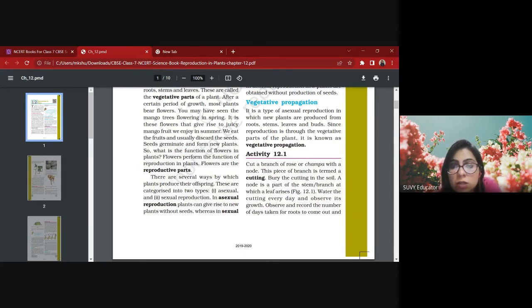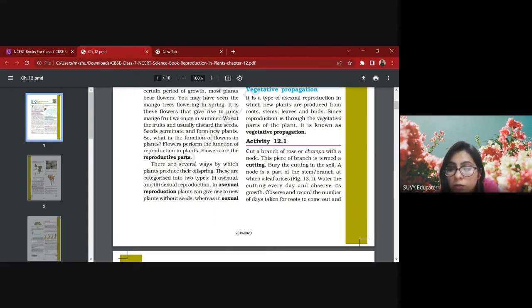So, what is it? It is a type of asexual reproduction in which new plants are produced from which part? Roots, stems, leaves, and buds. The roots, stems, leaves, and buds are your vegetative parts, and it is called vegetative propagation. It means a new plant can form from vegetative parts, that is roots, stems, leaves, and buds. Since reproduction is through the vegetative parts, that is why it is known as vegetative propagation.